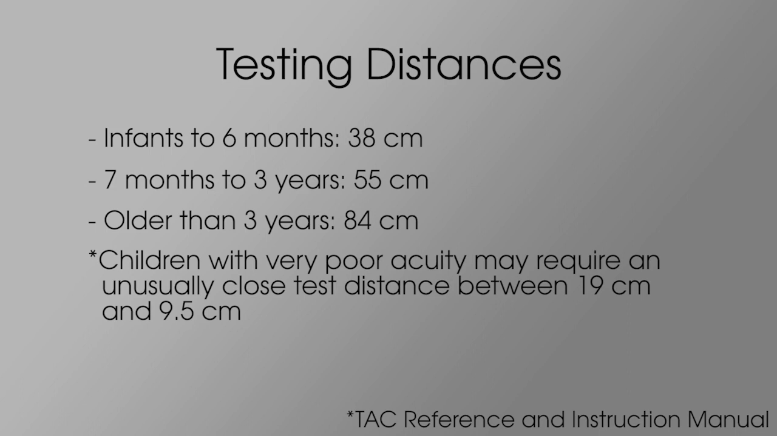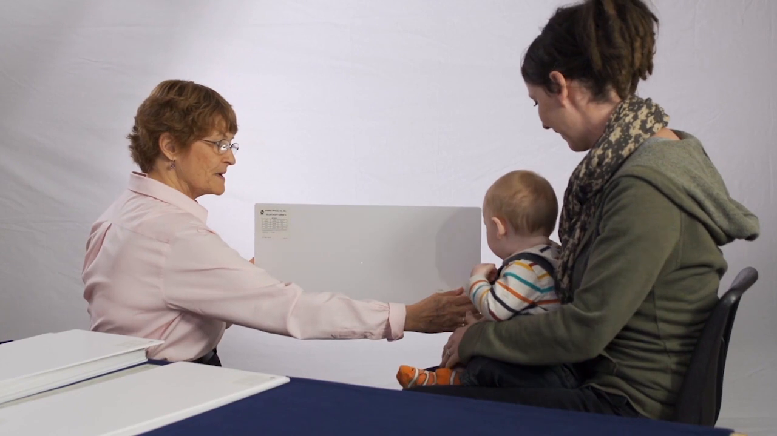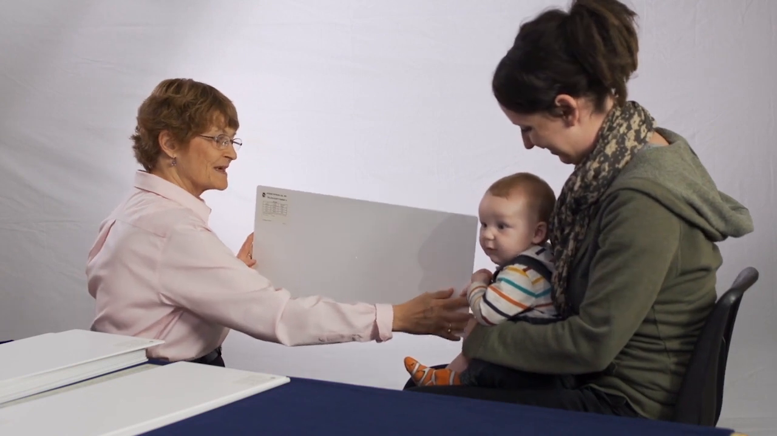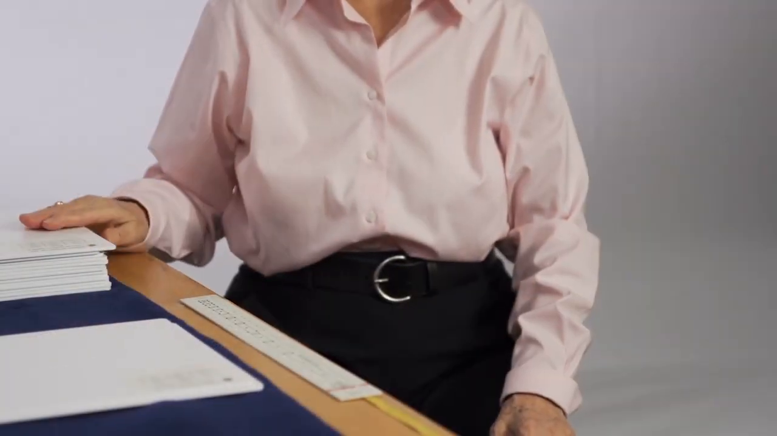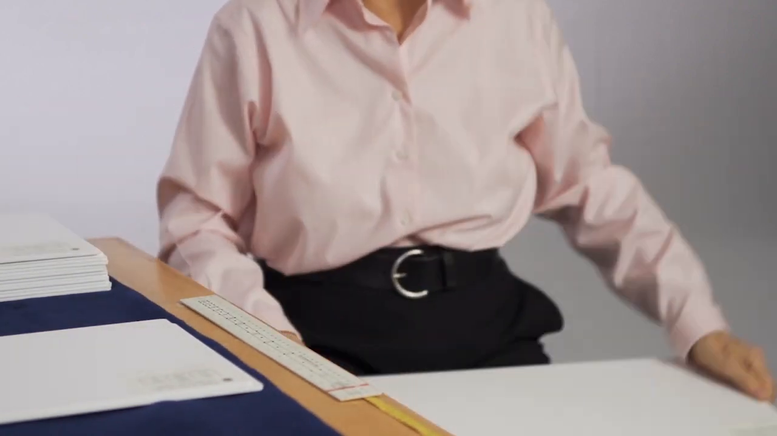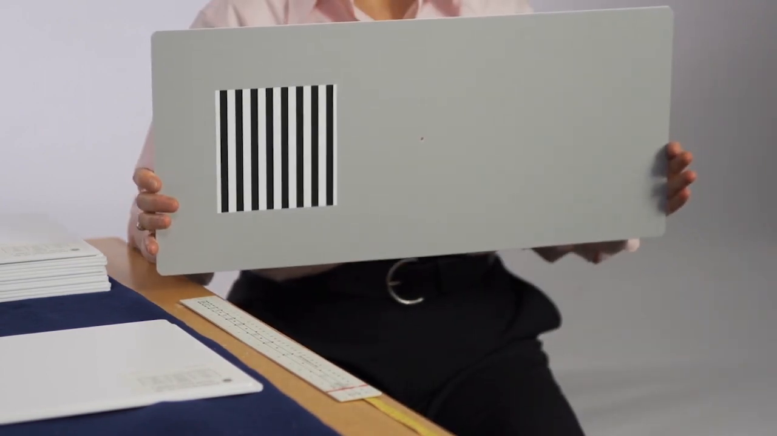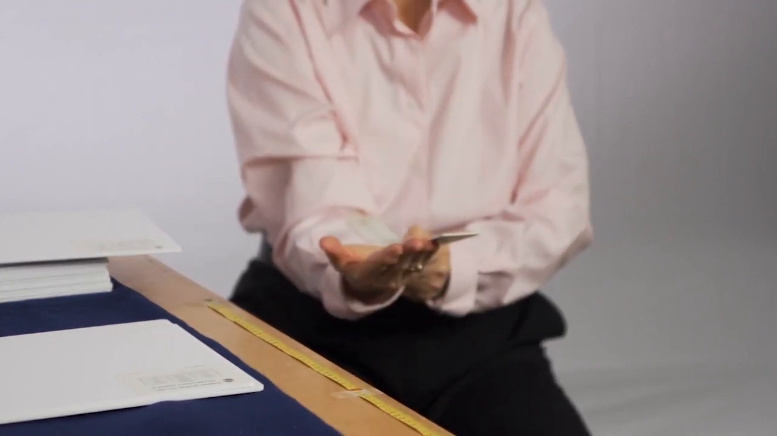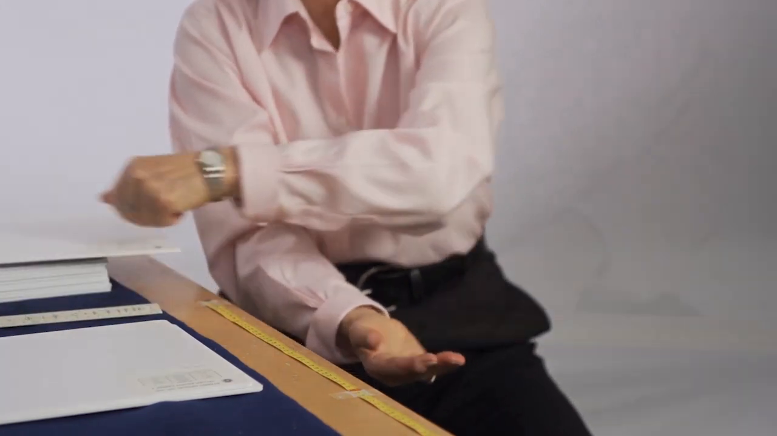Distance of the card from the patient's face also depends upon age. Consult the Teller acuity card reference and instruction manual. The examiner measures the test distance from the patient's eyes to the position the card is held. For the 55 centimeter distance, the length of the card is an exact measure. For the 38 centimeter distance, used with young infants and patients with limited vision, a measuring tape can be used. Or, a convenient measure is the distance between the examiner's elbow and fingers, with fingers either close or open, depending on the examiner's arm length.